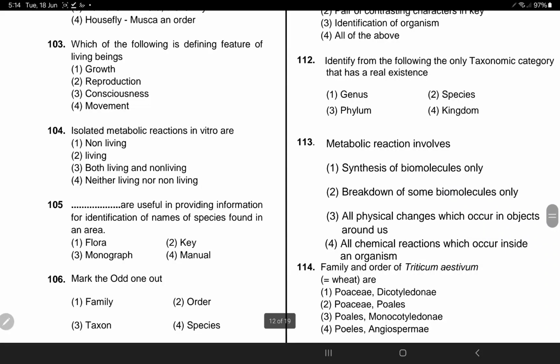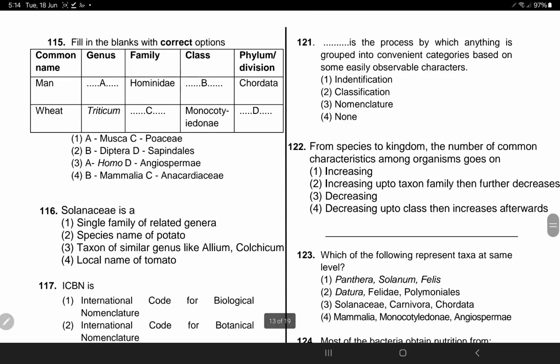Coming to the family and order of Triticum aestivum, which is wheat. Poaceae is the family, Poales is the order. Option 2 is correct. Next, 115, you have to fill these blanks. Genus is Homo, the class is Mammalia, and here the family is Poaceae. Here the phylum or division will be Angiospermae. So which one is matching is option 3. A is Homo and D is Angiospermae.